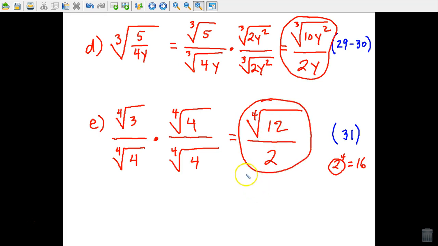Okay, and that takes care of our examples, the class notes for division of radicals. If you have any questions, just send me an email or let me know in class tomorrow.